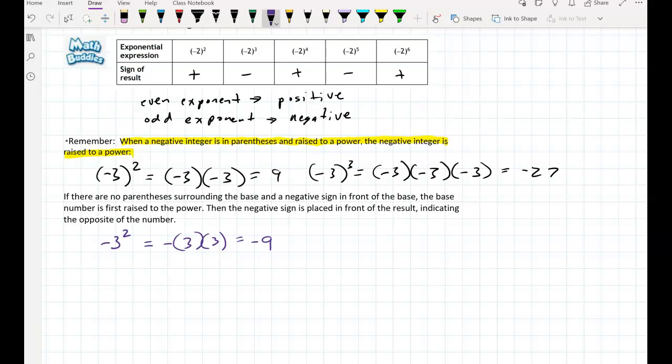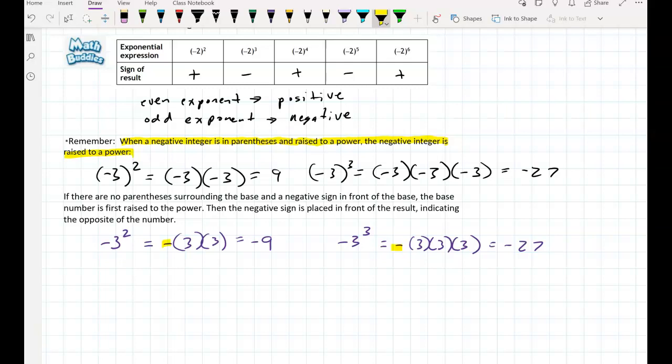Okay? And then if we had that same situation, but we had raised it to the third power, that is actually the opposite of 3 times 3 times 3. 3 times 3 times 3 is 27, but then we're looking at the opposite of 27 because of that negative symbol that's in front of that.